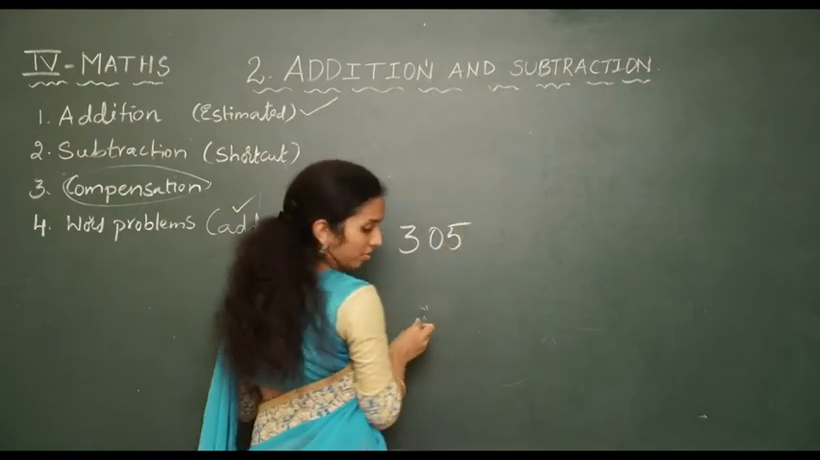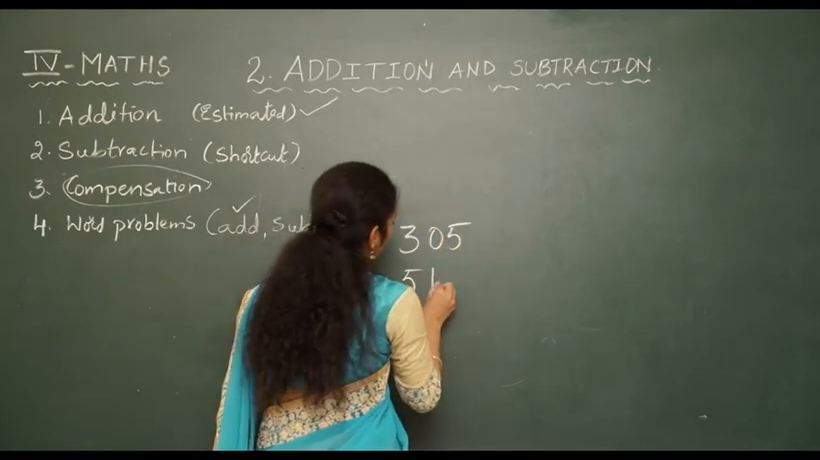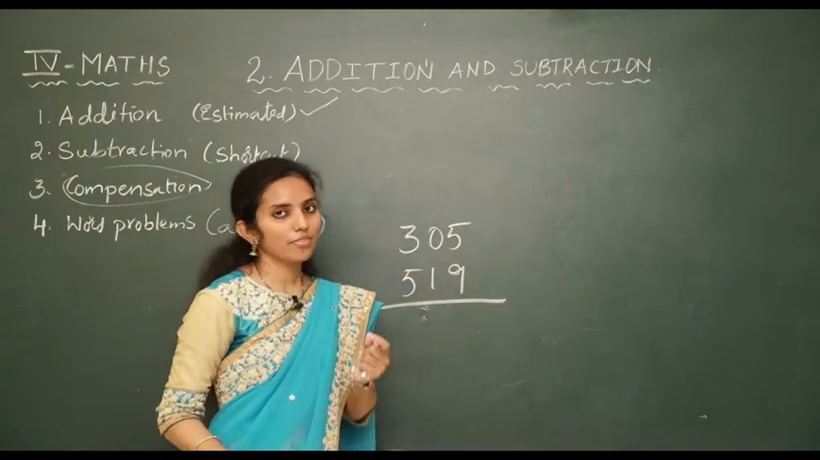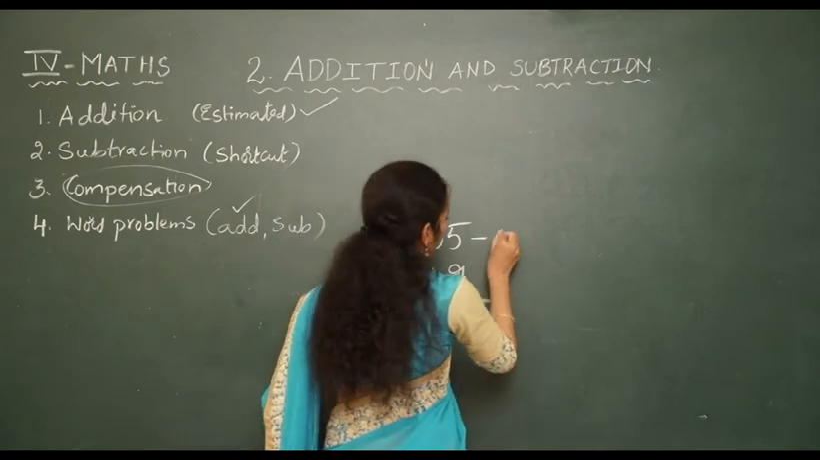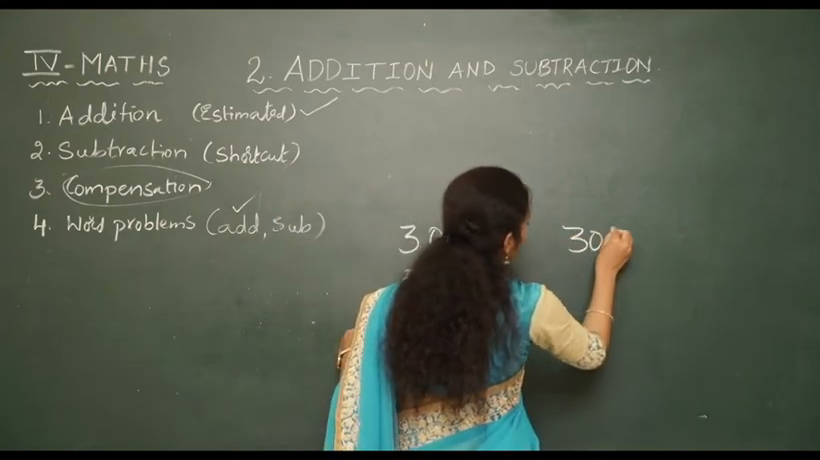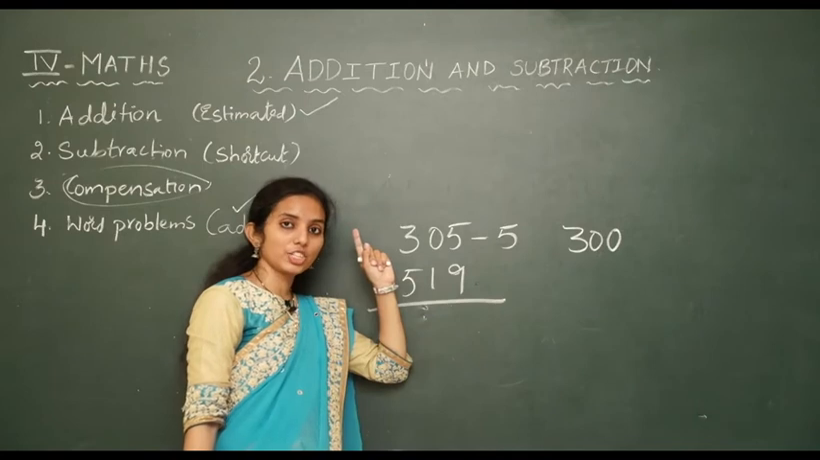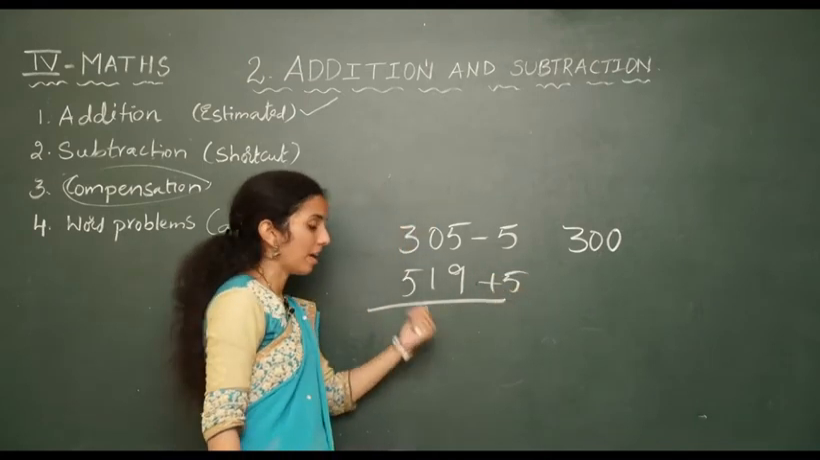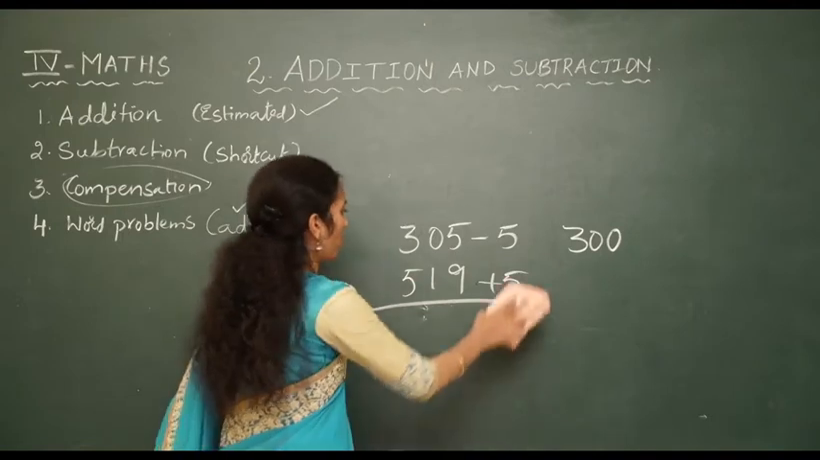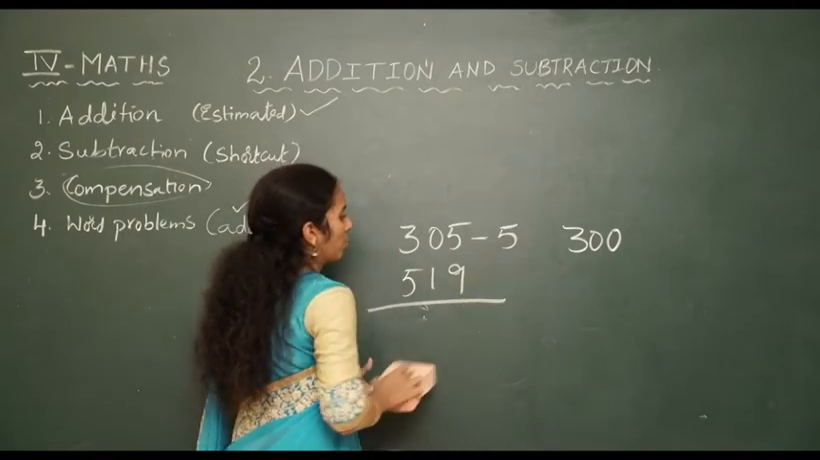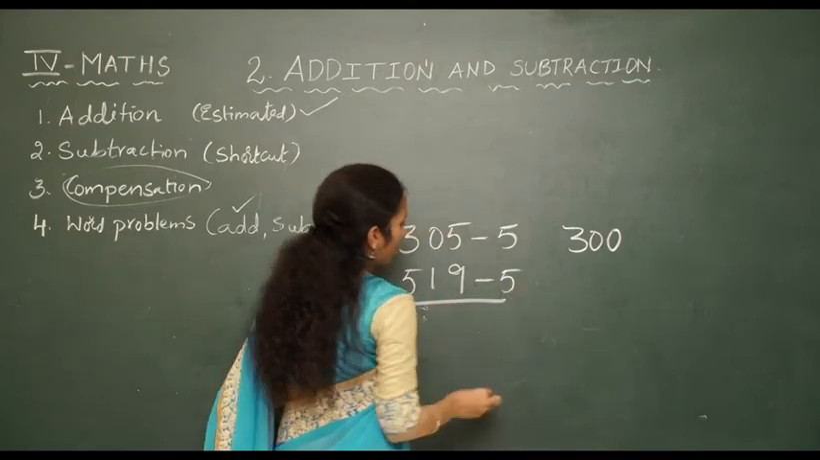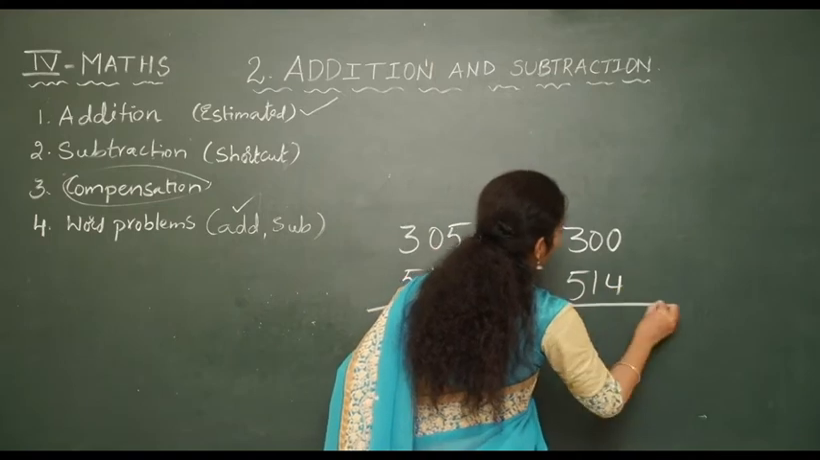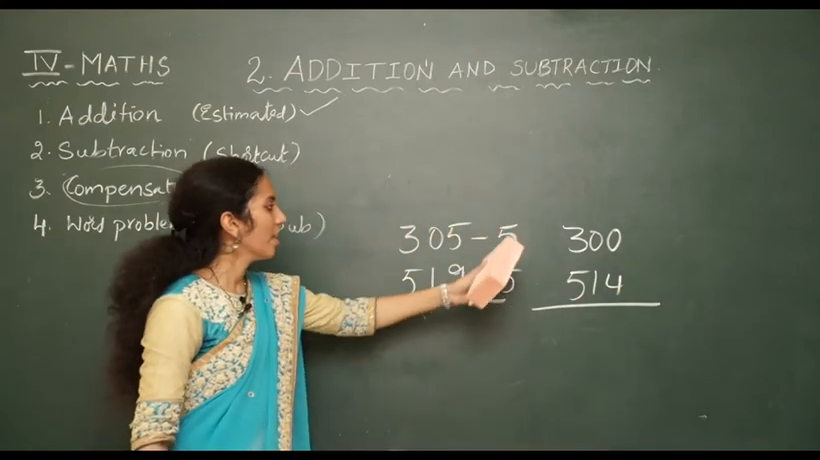305 and 519. So 305 is near to 300. So minus 5 we have to deduct. So if we do minus 5, this becomes 300, and if it were the addition process we would have added 5. But the compensation in subtraction, what we have to do? Here also we have to do minus 5. So it becomes 514. So 514 and 300.